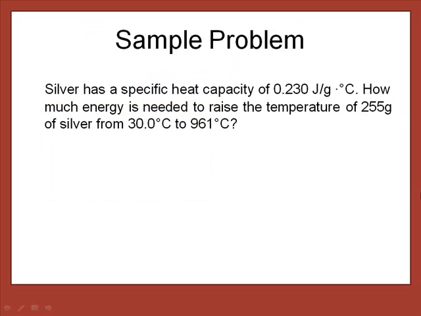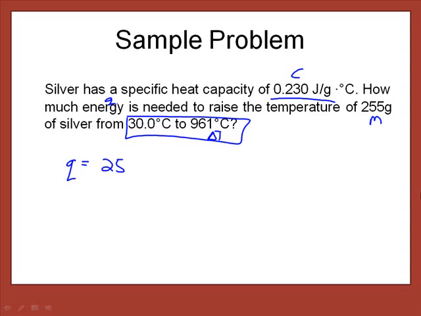So let's look at a sample problem that you might encounter. Here we have silver. Specific heat capacity of silver is here. That's our C. How much energy? Energy is Q. Looks like we're solving for Q here. We want to raise this mass, 255 grams, by this amount of temperature. So we're going to have to use this to come up with our delta T. So let's just use Q equals MC delta T.